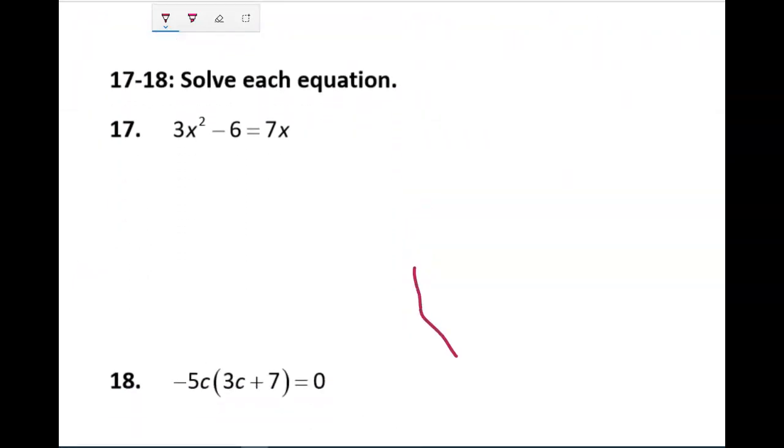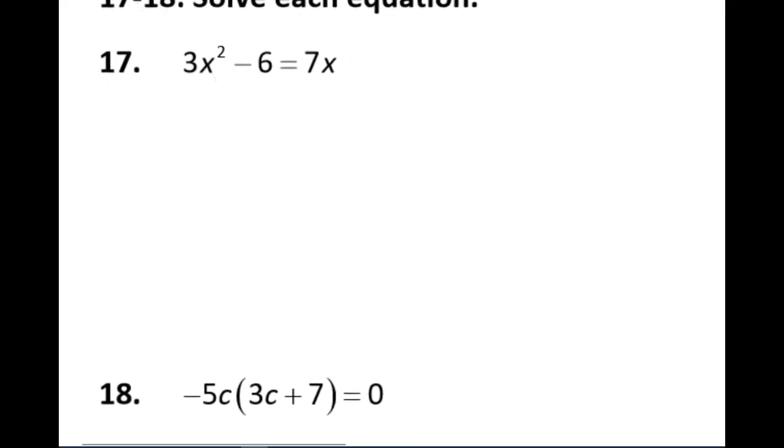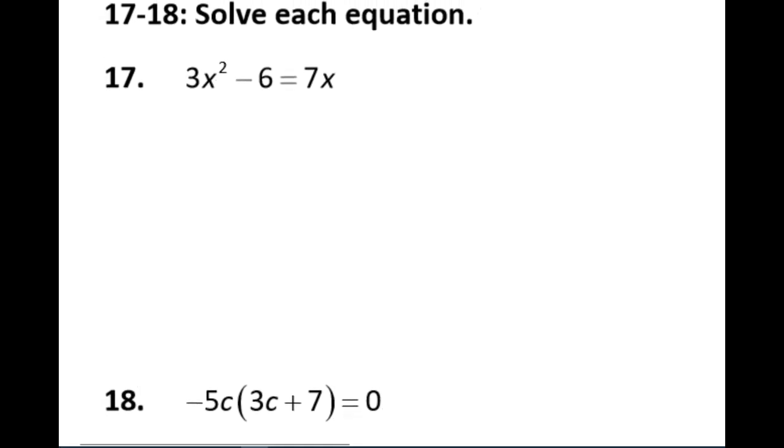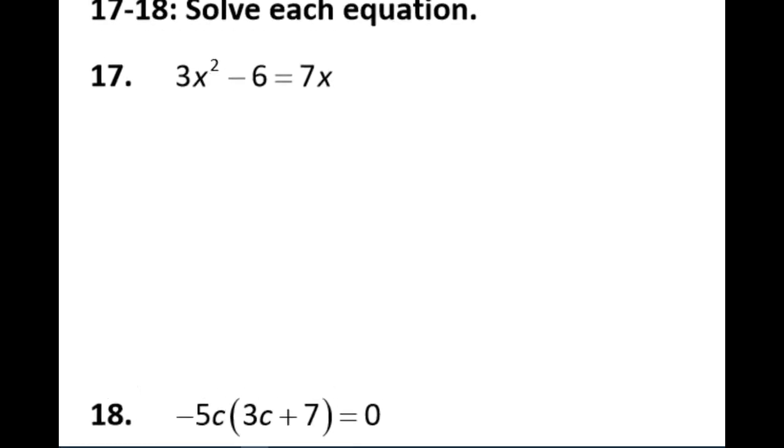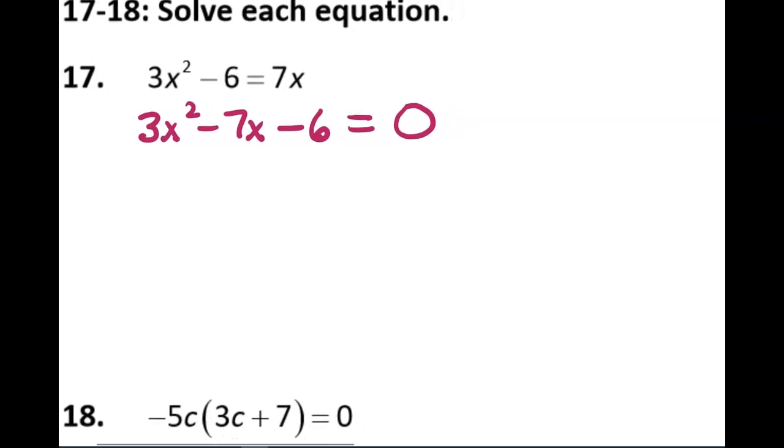All right, 17 and 18, we're directed to solve the equation, which means something different from factoring. We're going to find the value, or values, of x that makes this equation true. So we've got to do a little bit more. For 17, we need to move all the terms to one side of the equation, and we need to write them in descending powers. So x squared followed by x followed by no x's. And we need to have that 0 on one side.